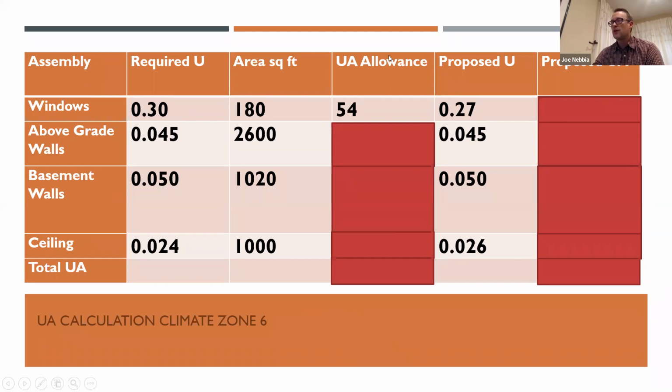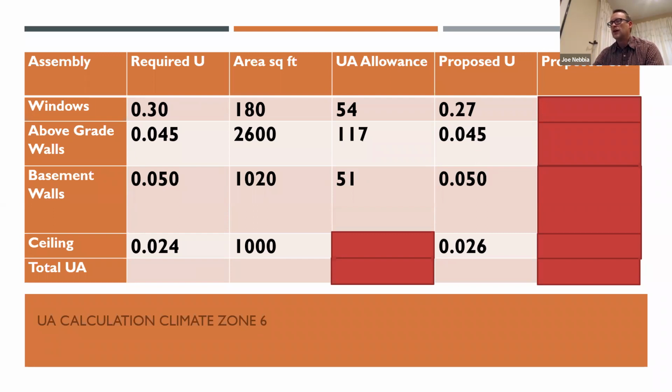And this square foot area should match in both calculations, the compared home required UA and the proposed UA. So for above grade walls, for that 20+5 or whatever it is of those options, I've got a 0.045 and 2,600 square feet of above grade wall area, and I have a UA allowance of 117. For basement walls, I have a UA of 0.050 and 1,020 square feet of wall area there, assuming an 8-foot basement, and that's a 51 UA allowance.